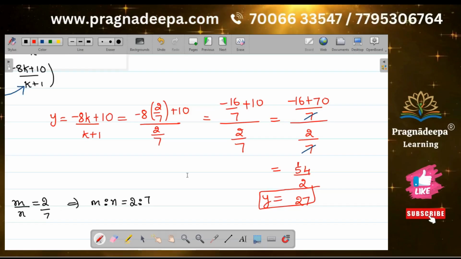Sir, that is k plus 1, no? Which one? K plus 1. Oh, 2 by 7 plus 1. So that means 7 plus 2 is 9. This is 9 by 7. So 54 divided by 9 means it will be 6. The value of y is 6. Good. The value of y is 6.